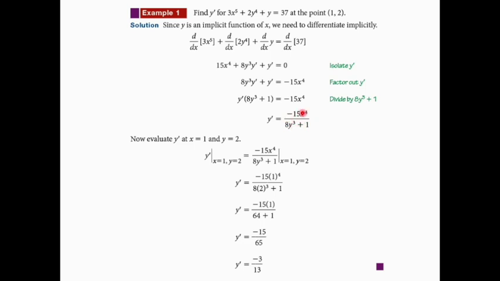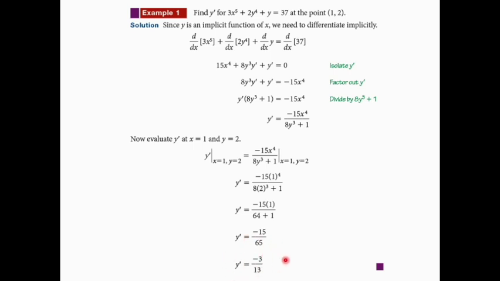Now, if we want to evaluate the derivative at the point (1, 2), that means everywhere in here, I need to put in 1 for x and 2 for y. Here's the notation we use for that. It's y prime, and then this line is a way of letting the reader know that we're going to evaluate it, and then down here tells us what we're going to use to evaluate it. So x is equal to 1, y is equal to 2. When we plug that in, we're going to get negative 3 over 13.